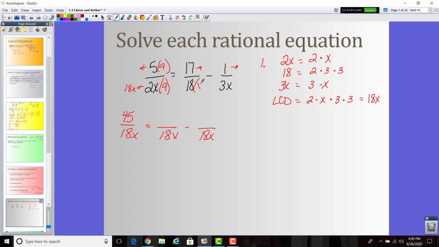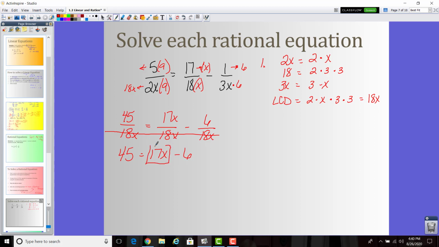Well, 18 had to multiply by x, so 17 will multiply by x, so we would get 17x here. And 3x had to multiply by 6, so 1 times 6 gives me 6 over 18x. Once I have a new equation where all parts of it have a common denominator and my numerators have been changed to what they need to be equivalent, now I can drop my denominator and solve the equation that is formed by my numerators. This is a simple linear equation.